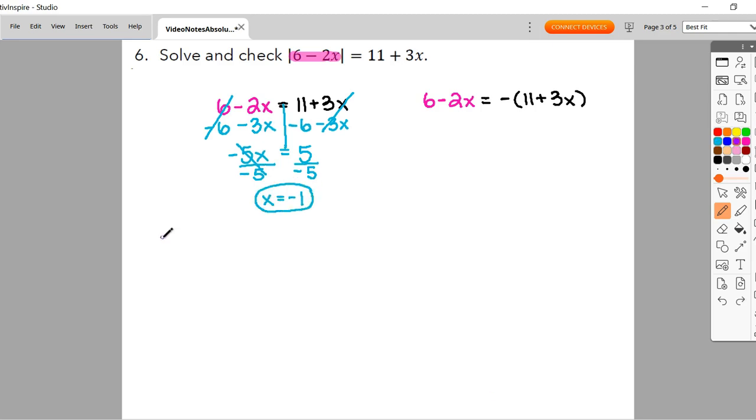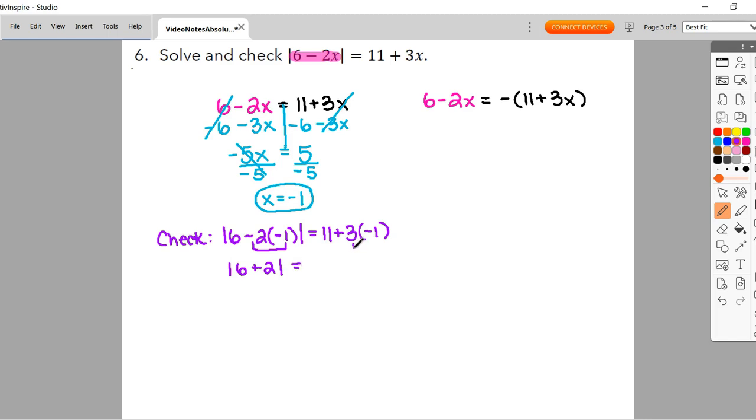We go ahead and do our check of this possible x value solution by plugging it back into the original problem. 6 minus 2 instead of x, it's a parentheses -1. And then we equal it to 11 plus 3 with a parentheses -1. Solving it here on the left side, we have 6. Do the multiplication first. That's our PEMDAS, telling that -2 times -1 is 2.